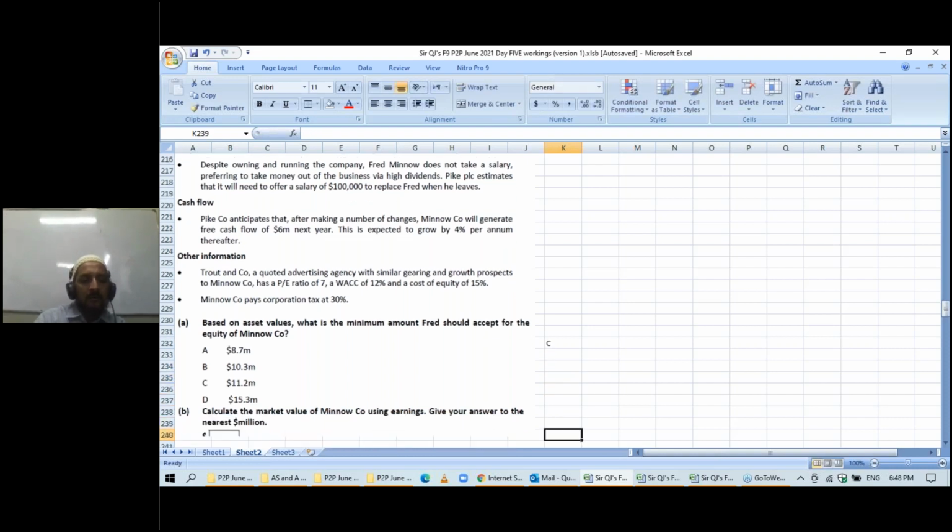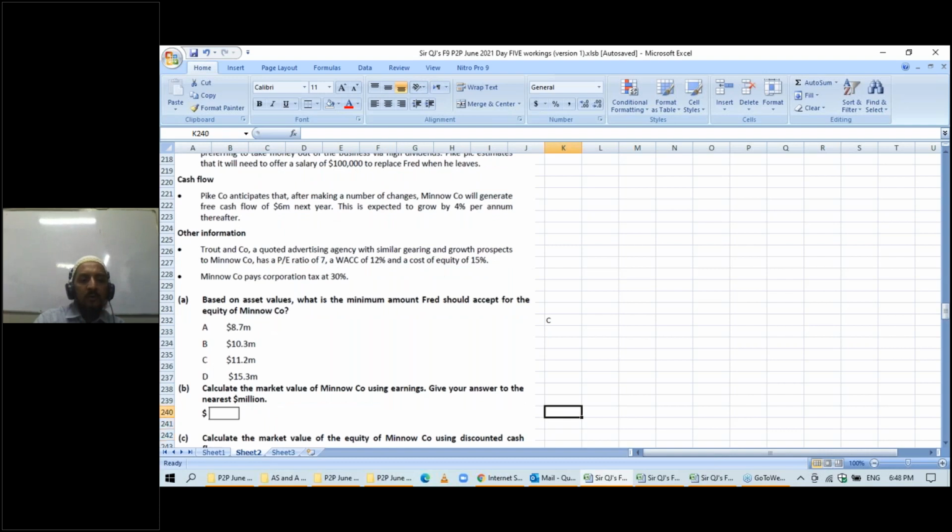Now, requirement B: calculate the market value of Mino company using earnings. What do we mean by earnings? They are asking to calculate on the basis of the price earning ratio. So the market value of a company on the basis of the price earning ratio is equal to EPS multiplied by the benchmark PE ratio.